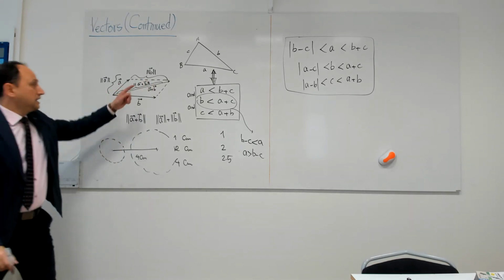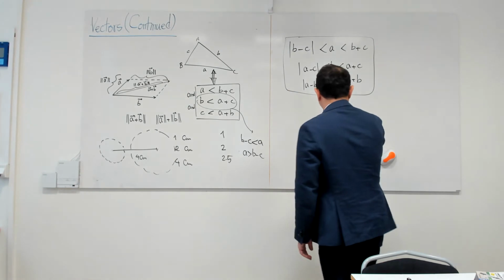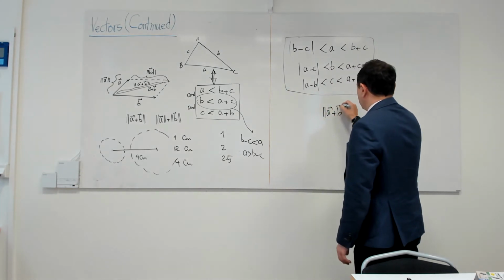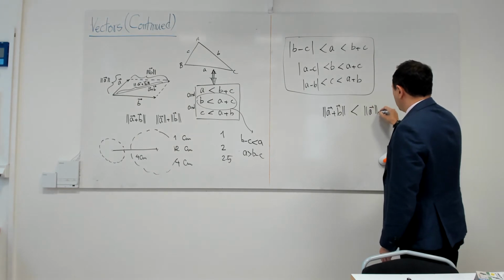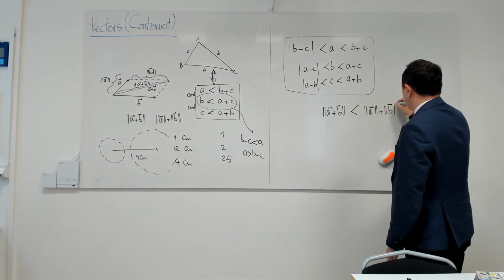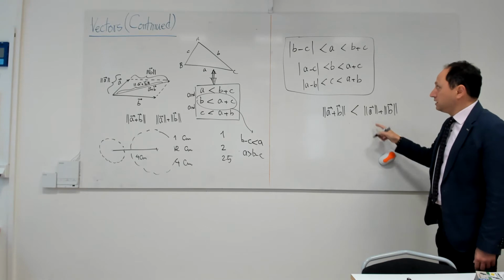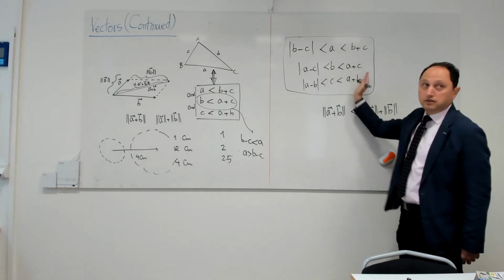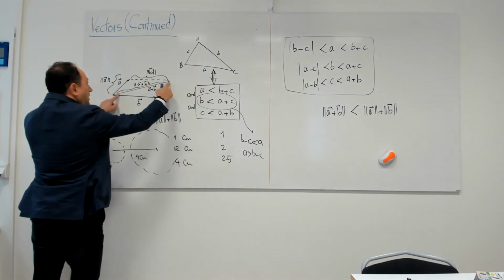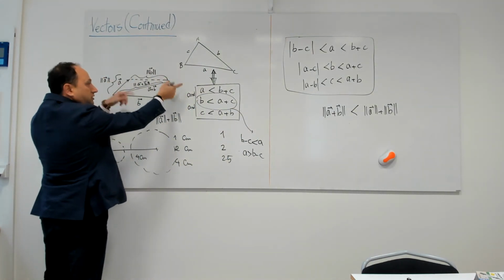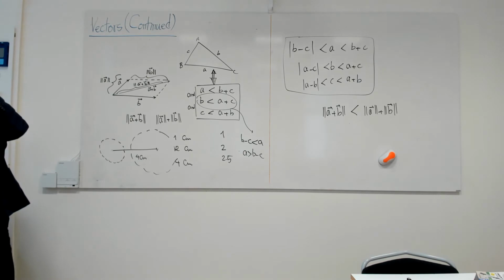So it is clear that the norm of A plus B is smaller than the norm of A plus the norm of B. Are you following or not? Yes. This is the immediate consequence of what we said here on the right hand side. So the length of each side is smaller than the sum of the other sides. So that's the meaning. Yes or no?